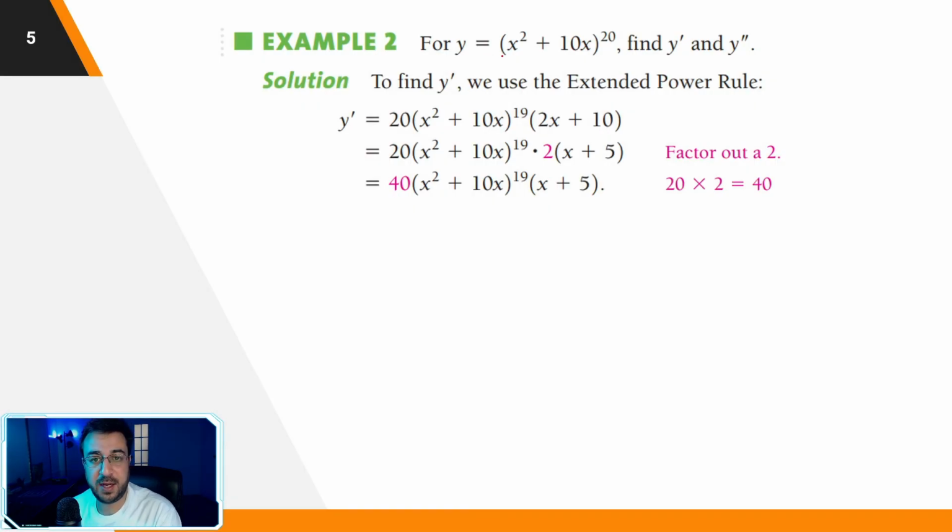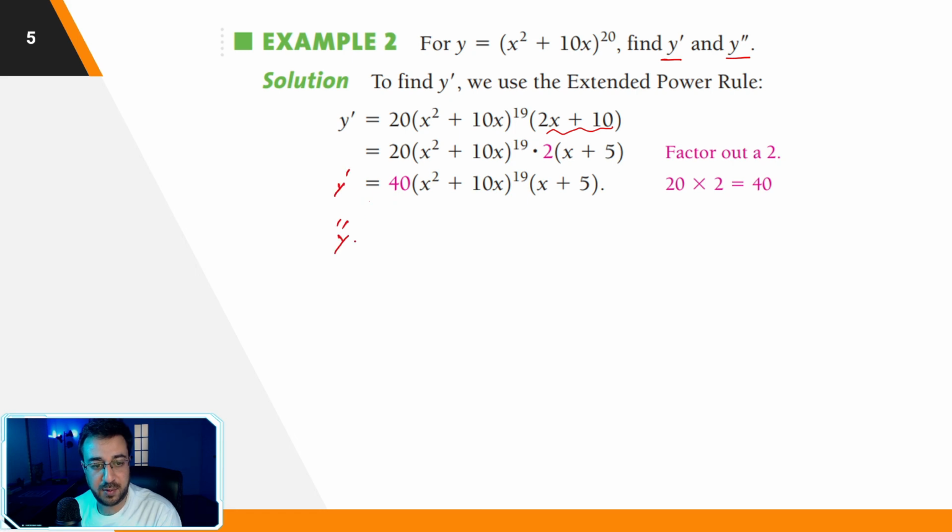Another example, y equals x to the power 2 plus 10x, all to the power 20. As you remember, that's a chain rule. Find y prime, find y double prime. It's getting straightforward here. If we want to find y prime, then that would be 20 of the parentheses to the power 19 multiplied by the derivative of what's inside the parentheses. Doing that again, that will give you this answer. Of course, that's y prime.